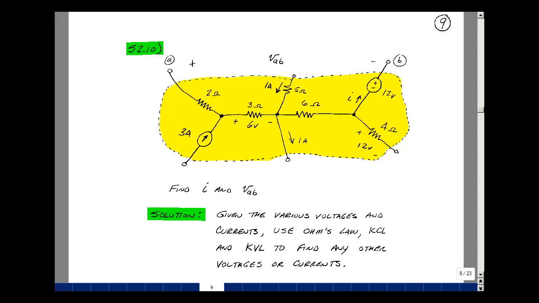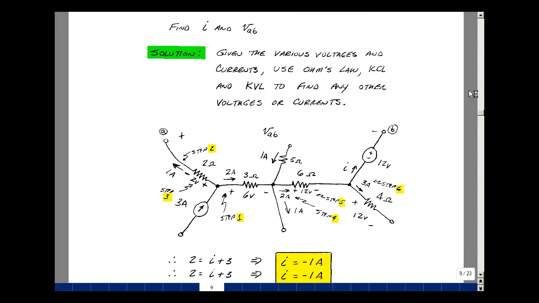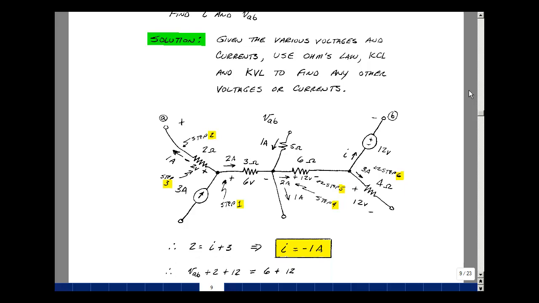What I want to do is then use Kirchhoff's voltage law and current law and Ohm's law to solve for remaining voltages and currents. In this particular case, the current I and the voltage between these 2 points A and B, this open circuit. I've redrawn the circuit at the bottom of the page here. What I'm doing with this particular technique is I'm going to label each of the steps that I'm doing to try to solve for those two variables I and V sub AB.